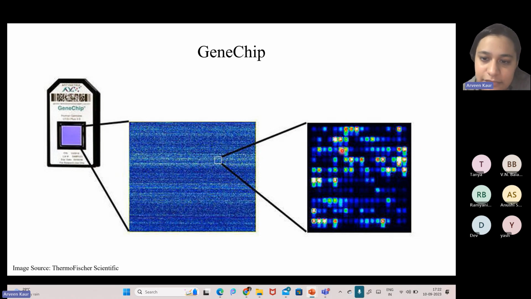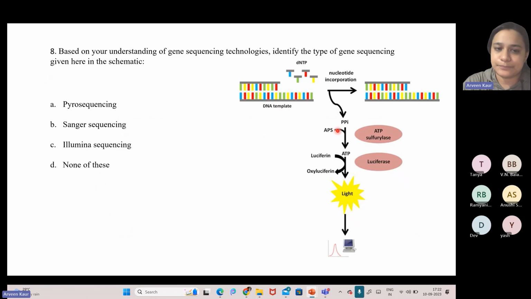So it will either give this yellow colored result, it will be bright green if there is expression only in this patient sample, or it will be red if there is some kind of down regulation of a particular gene in the patient sample. So this is how it looks.